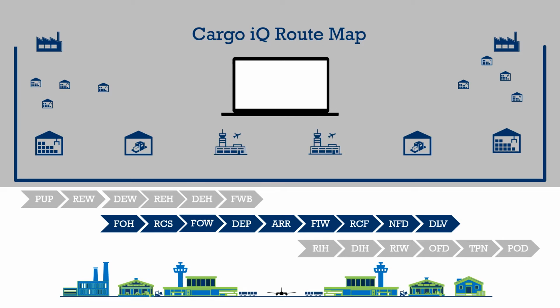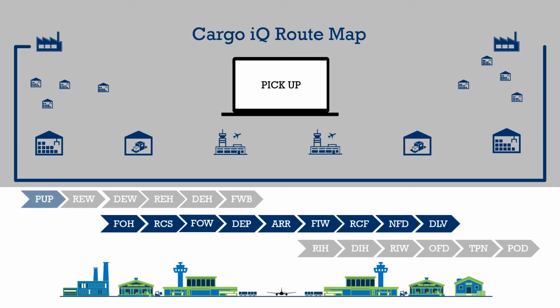And then forwarders again create a route map for the final leg of the shipment from the destination airport to the consignee. In the slide, the milestones in the forwarder route map, which we call door-to-door, are marked in gray, and the milestones in the airport-to-airport route map are marked in blue. Let's look at the milestones one by one.